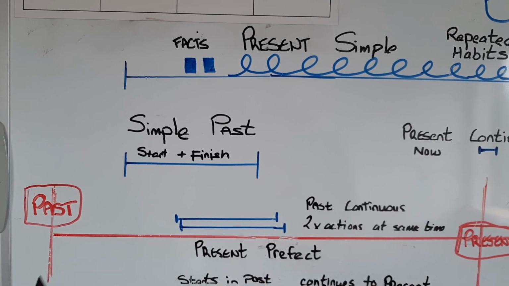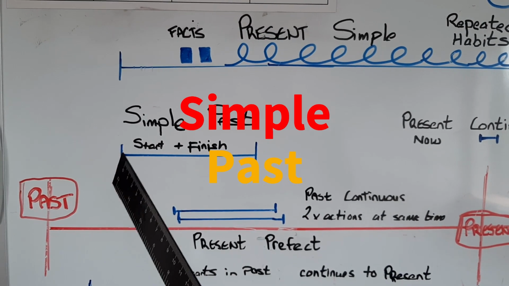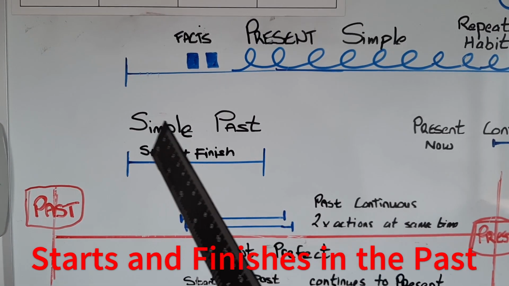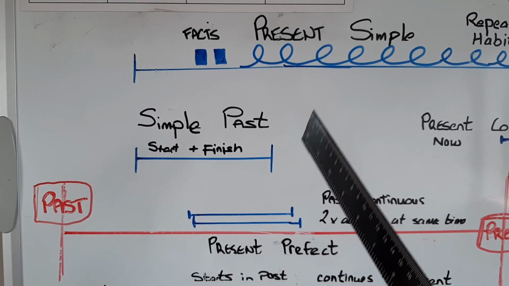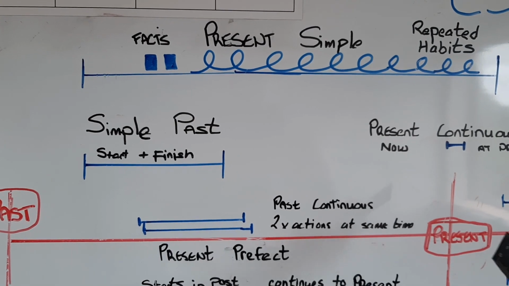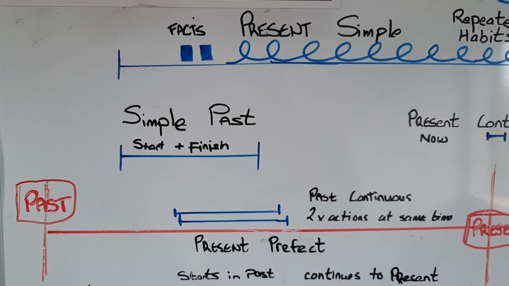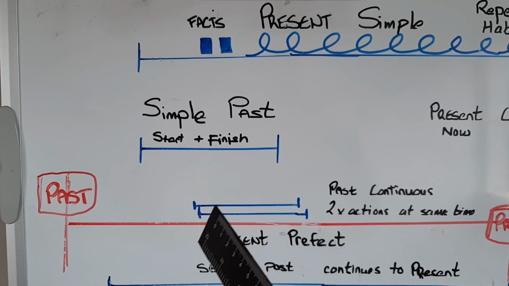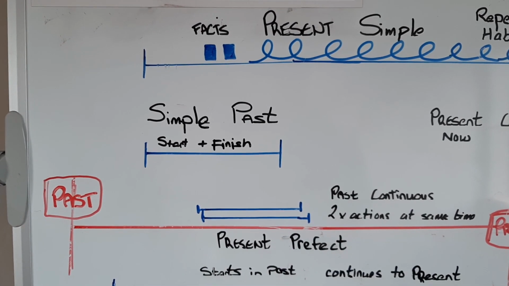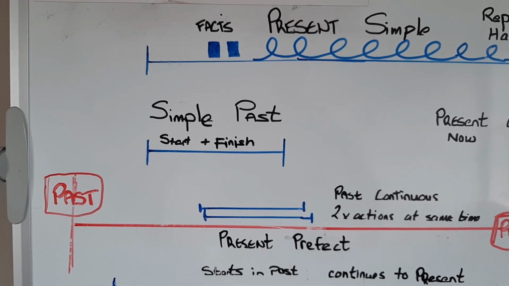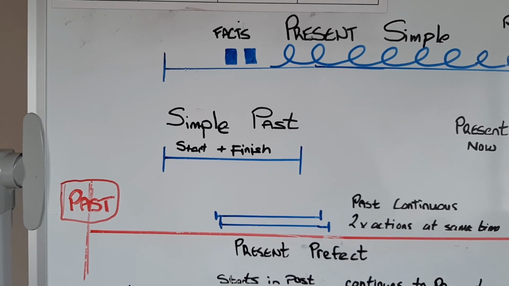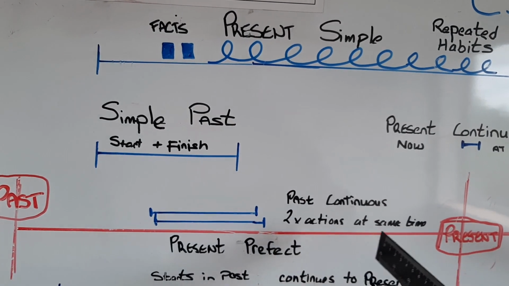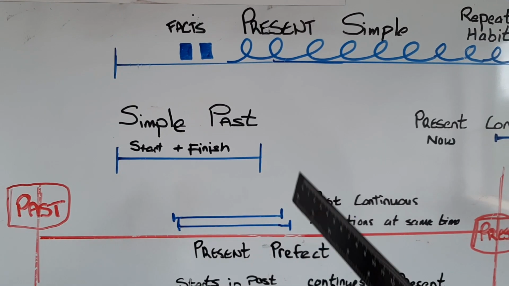If we look at the timeline of past and present, you can see that the simple past starts and finishes in the past. The simple past action is completely finished. It has no relevance to the present or the future. It can be a one-time action, like I went to the office yesterday, or it can be a repeated action that used to happen in the past but no longer happens, like when I was young, I ate ice cream all the time. The important thing is that it is finished. It has no relevance to the present. So it starts and finishes in the past.